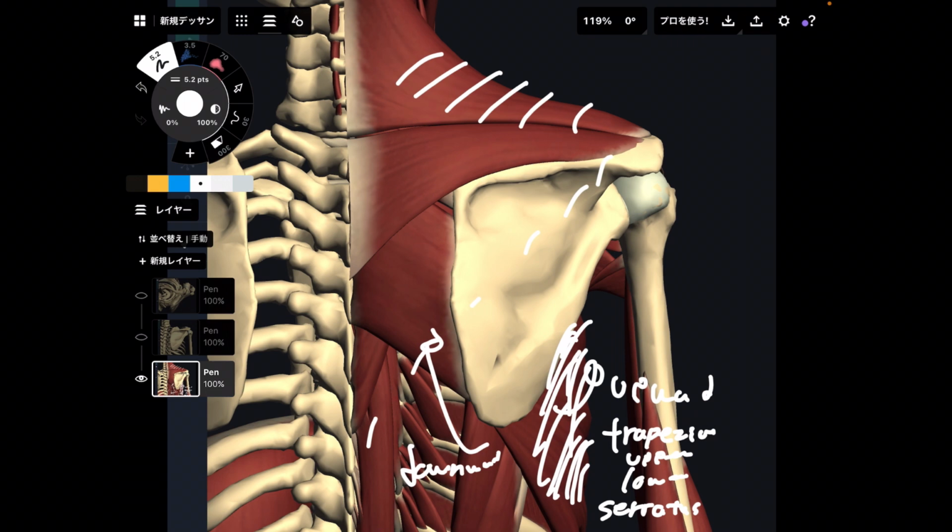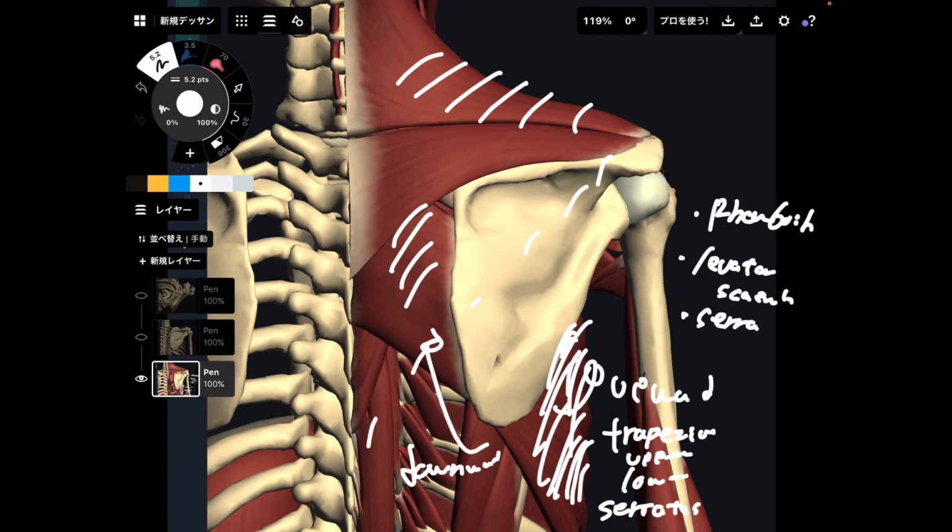Downward rotation. First thing is rhomboid. Let me write here. Rhomboid, levator scapula, and serratus anterior. Serratus anterior again, but the thing is the upper fiber of serratus anterior does downward rotation. And one more thing is pec minor. Oh my gosh, serratus anterior and pec minor again. No wonder they are important for scapular movement. These are upward rotation and downward rotation.